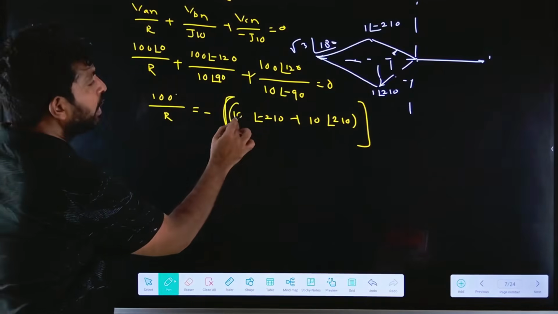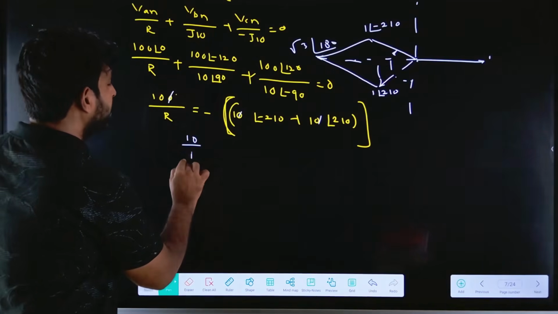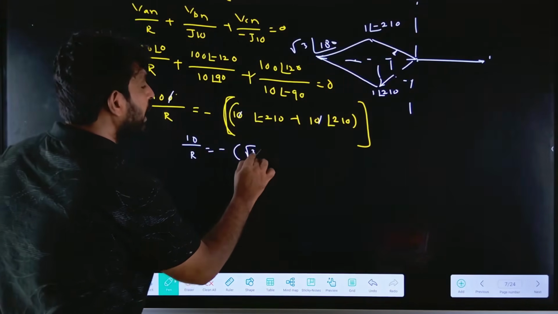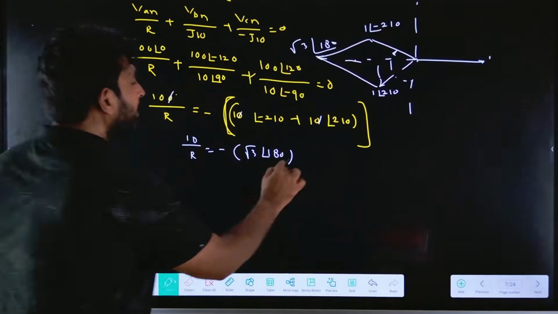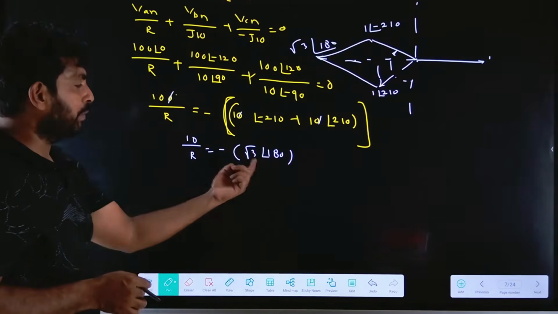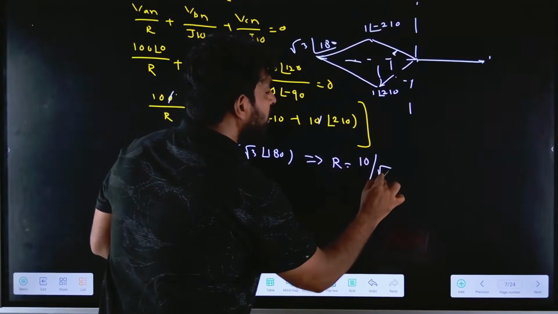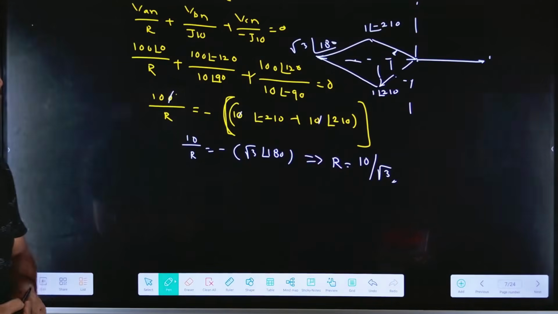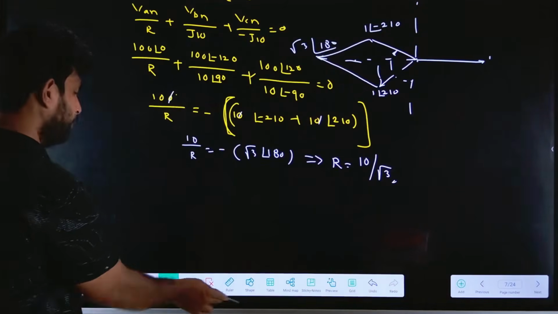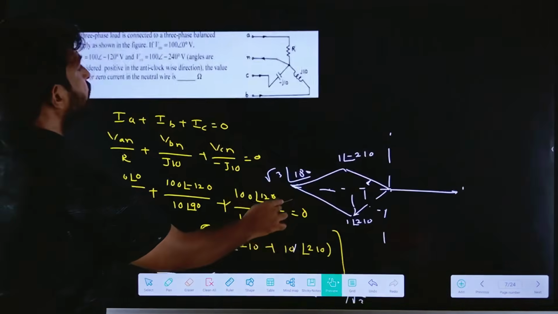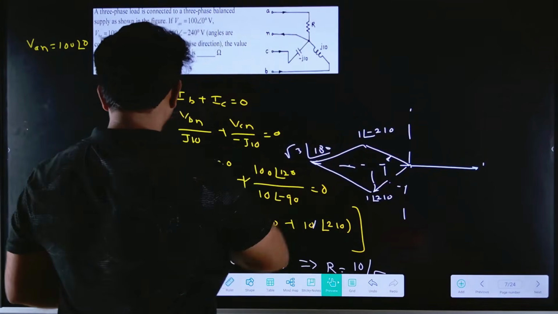The 10 also gets cancelled out, so 10 by R equal to minus of root 3 at an angle of 180 degrees. What is root 3 at an angle of 180 degrees? It is minus root 3. Minus of minus, it will be plus root 3. So R equal to 10 by root 3. This is how you can find it. So the value of R is 10 by root 3.